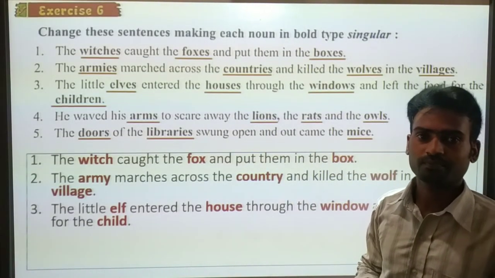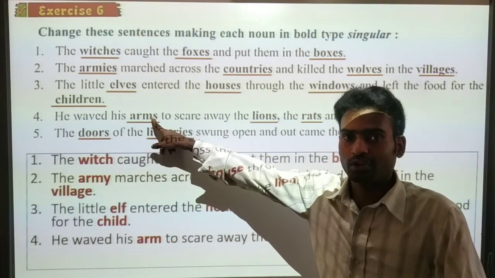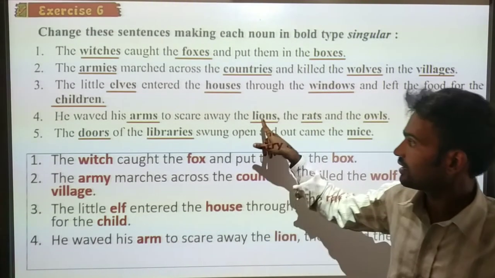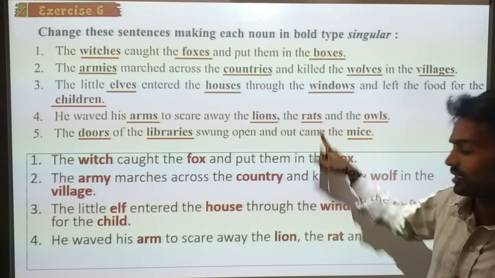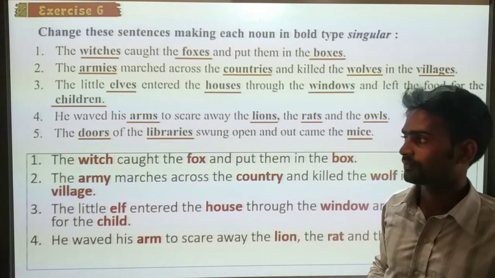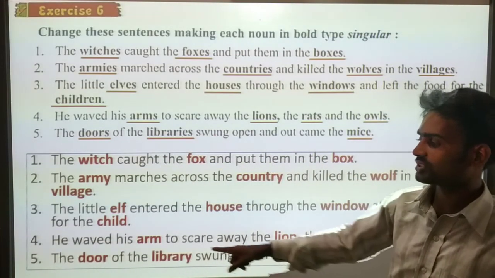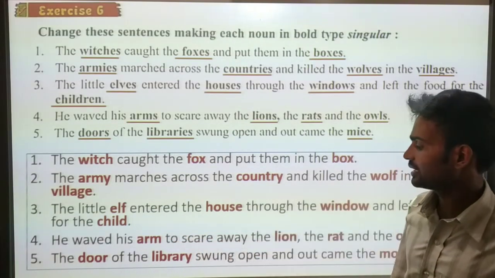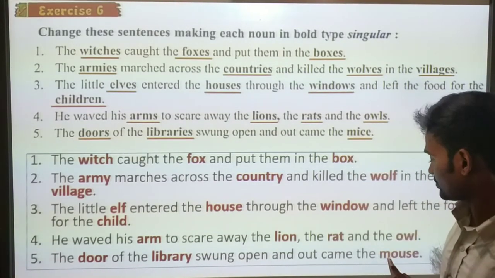So here the answer is: he waved his arms, plural form, and if changed to singular, arm. Lions plural, lion is singular. Rats plural, rat is singular. Wolves plural, wolf is singular. The last one: doors, libraries, and mice. So everything changes into the door of the library. Door is singular, library is singular, and mice is plural, here mouse is called singular.